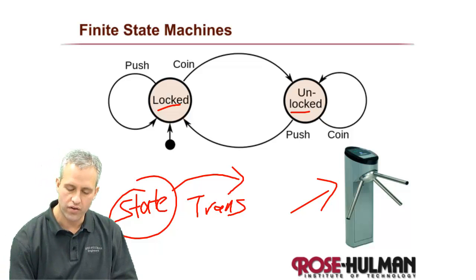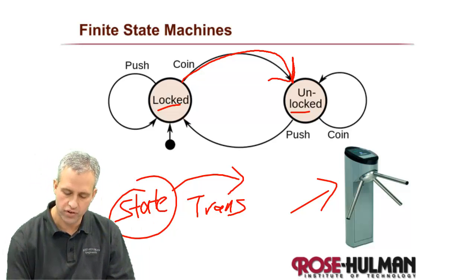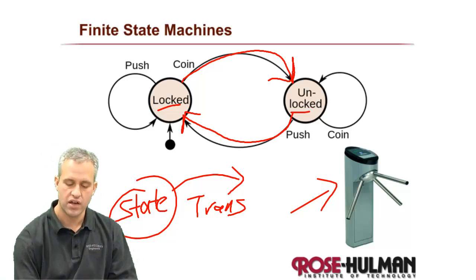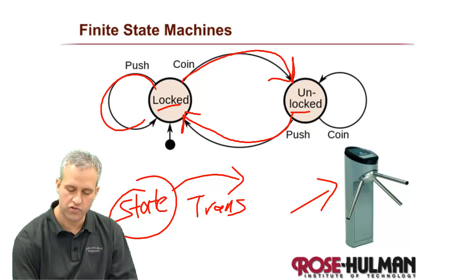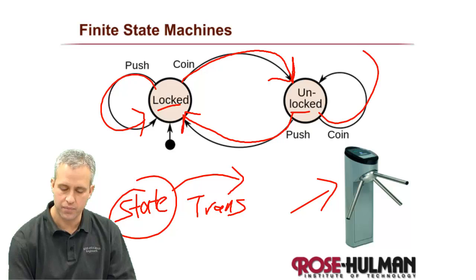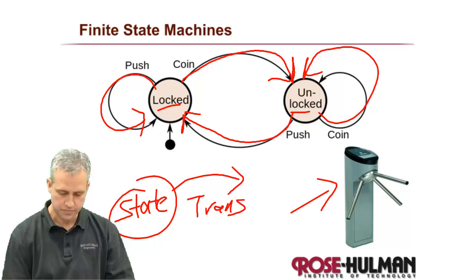If you are in the lock state and you put a coin in, then it becomes unlocked. If a person pushes through it, then it becomes locked again. So those are the states. If you're sitting in the lock state and somebody tries to push on you, it will just stay locked. And if you're unlocked and people put in extra coins for no apparent reason, you just stay unlocked.